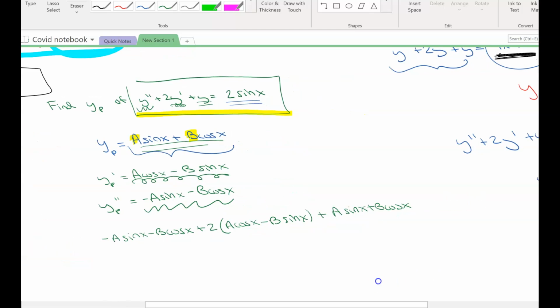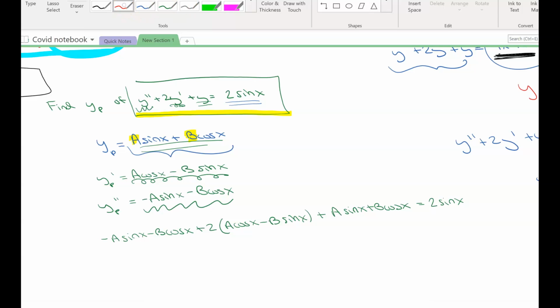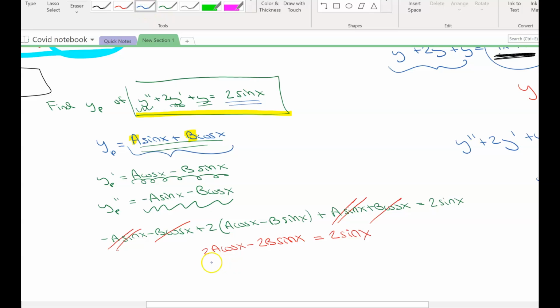Okay, so I've substituted into the left side of the Diffie-Q, and what I want this to equal is 2 sine x. Now, you'll notice that when I take a look at this left-hand side, I have certain cancellations. Negative b cos x cancels out, positive b cos x cancels out, negative a sine x cancels out, positive a sine x cancels out, okay? And I'm left with 2a cos x minus 2b sine x has to equal 2 sine x. Now, from here, it's readily apparent that if the left-hand side must equal the right-hand side, a must equal 0, and b needs to equal -1.